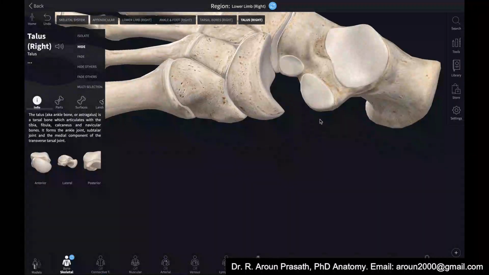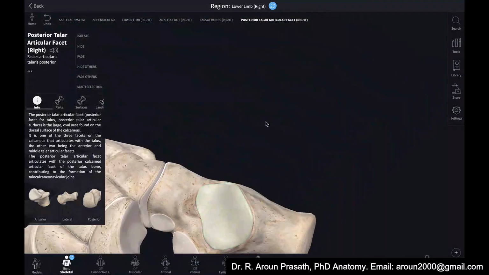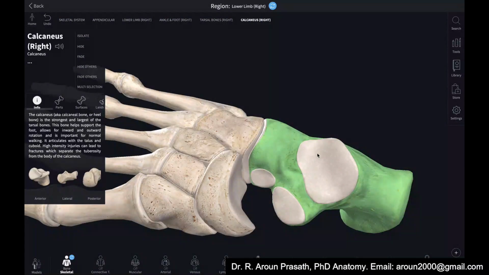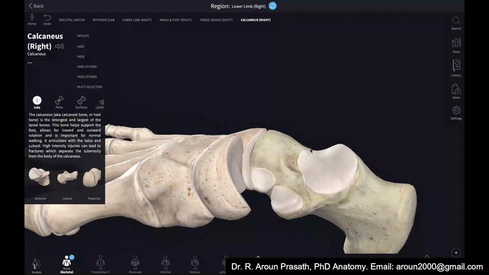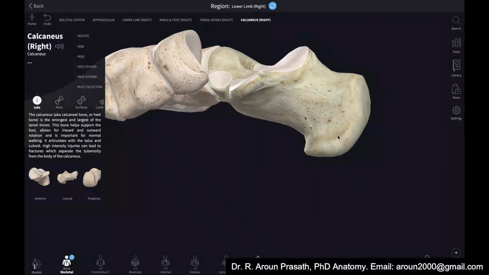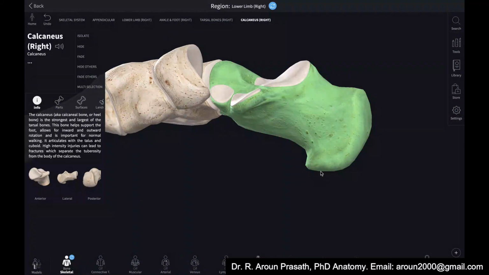The next bone is the calcaneum. The calcaneum is the largest of all tarsal bones. It is called the heel bone, and at this place it gives attachment for the spring ligament.